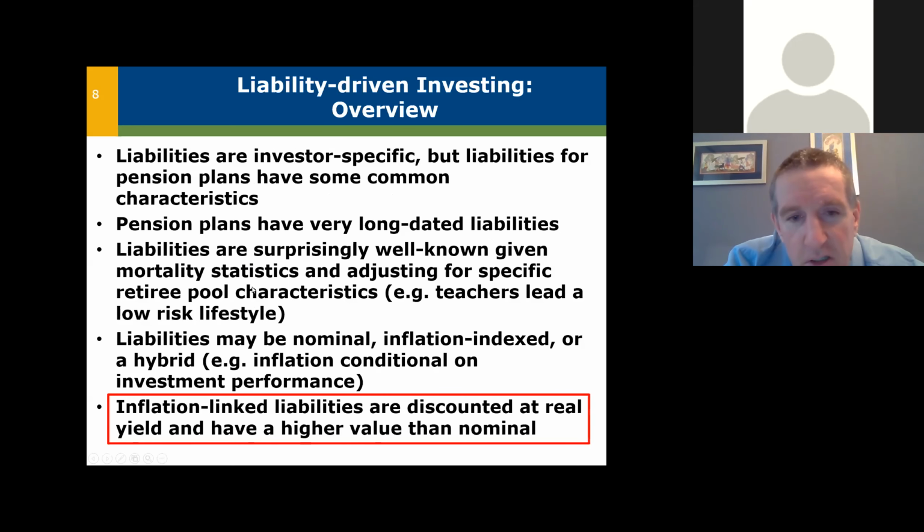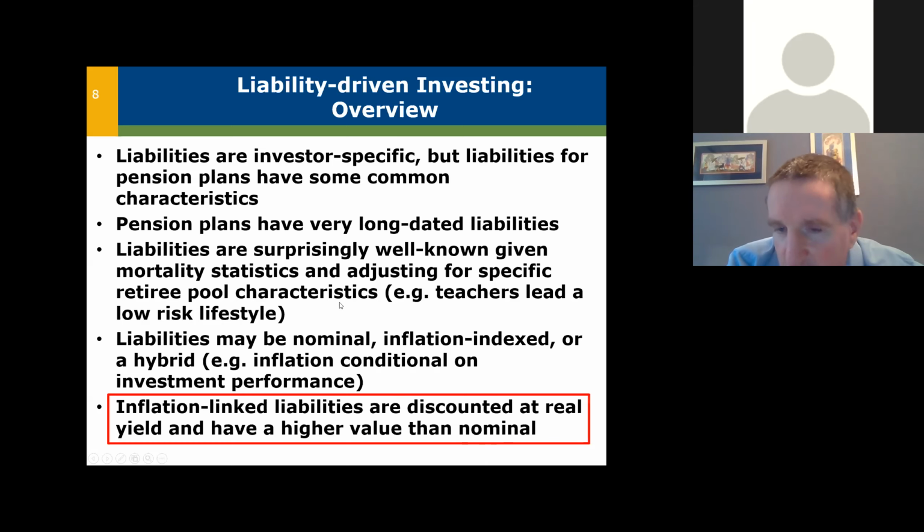So let me just set up the situation for the model in the first place. One of the things to appreciate, and this will come through in the exam question that I'll cover, is that for pension plans, a lot of times the liabilities are indexed to inflation, which makes them more valuable, because when you do a present value of inflation-linked liabilities, you discount at the real yield, whereas if you had nominal liabilities, you discount them at the nominal yield.